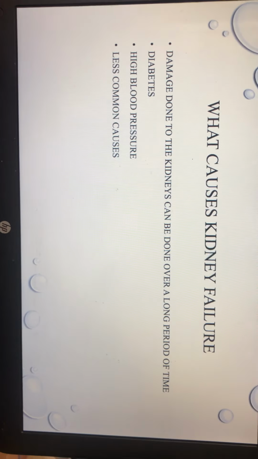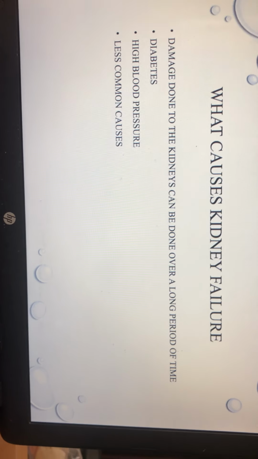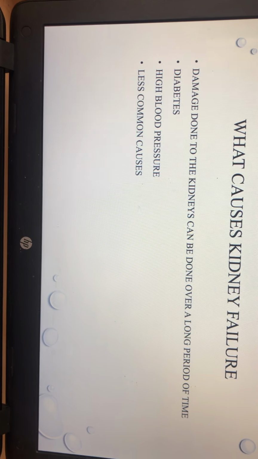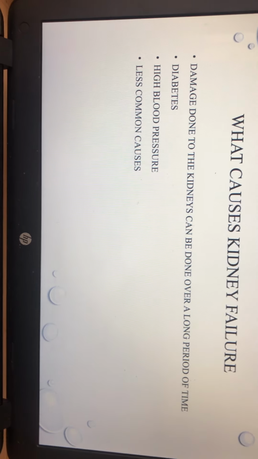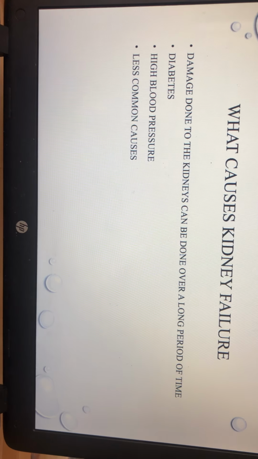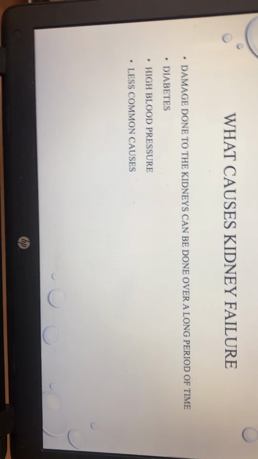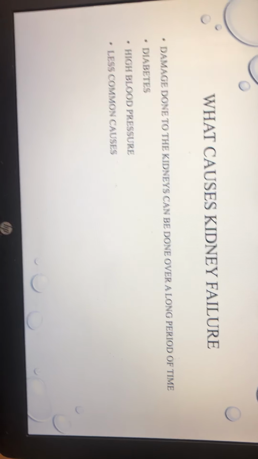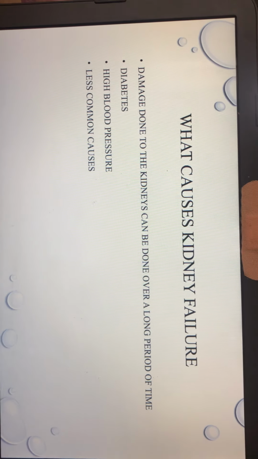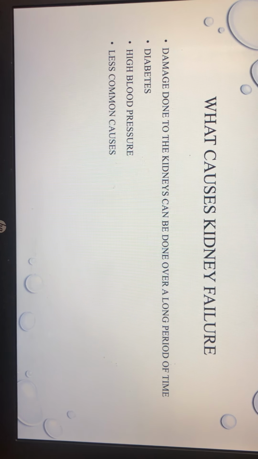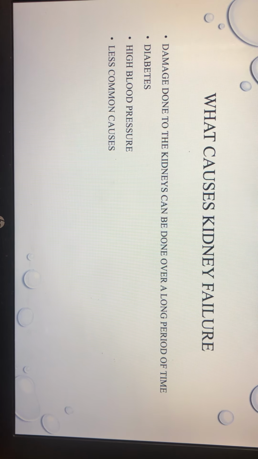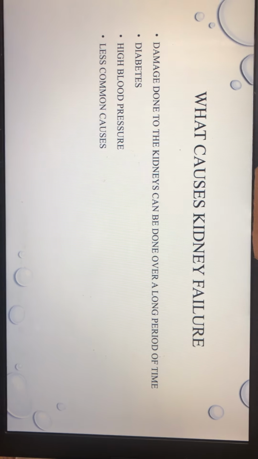So what causes kidney failure? Damage to the kidneys can be done over a long period of time. There are a couple of factors that cause kidney failure, diabetes being the most common, and high blood pressure being the second leading cause of kidney failure. A couple less common causes are genetics, issues with the urinary tract, and drug and alcohol abuse, which can also all cause kidney failure.